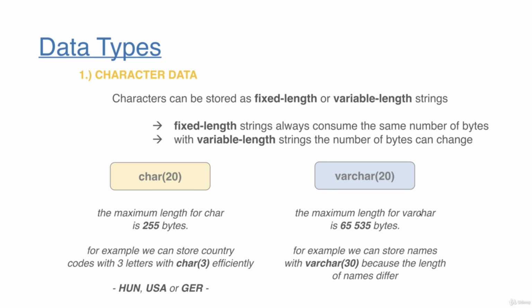The maximum length for varchar is 64 kilobytes. For example, we can store names with varchar because the length of the names will differ. Of course, we don't know for certain what's going to be the length of a given name. I mean, how many characters are there in a given name. Of course, there are names with just a few characters. There are very long names. So in these cases, we have to use variable length strings. For example, varchar 20 means that we can store strings up to 20 bytes. But of course, if the given string is just 4 bytes, then we will use 4 bytes exclusively. So that's the difference between fixed length and variable length strings.